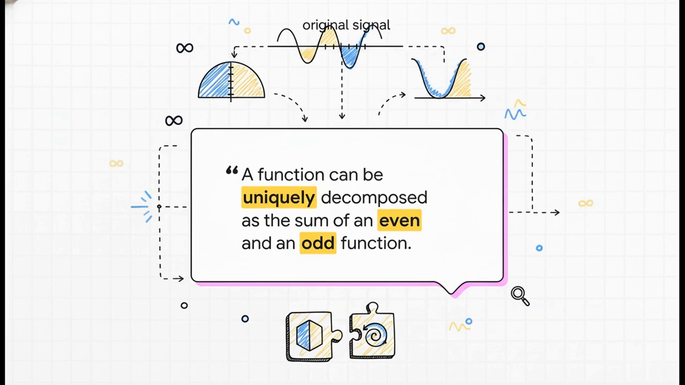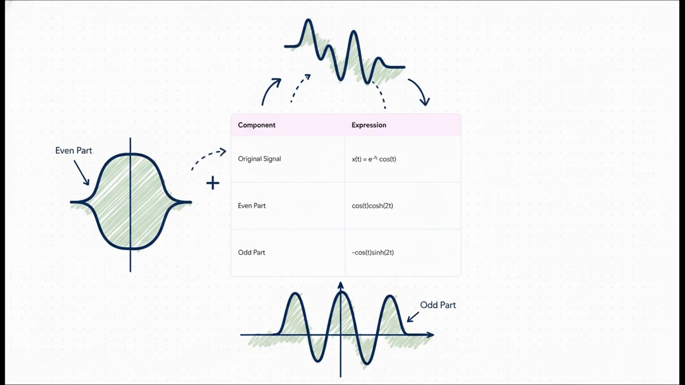It is the way. And that certainty, well, that's what makes this whole thing so incredibly reliable and powerful for engineers. Okay, let's make this real. Take a look at this example. This function here, it's basically a wave that's dying out over time. And as you can see, it's definitely not symmetric.